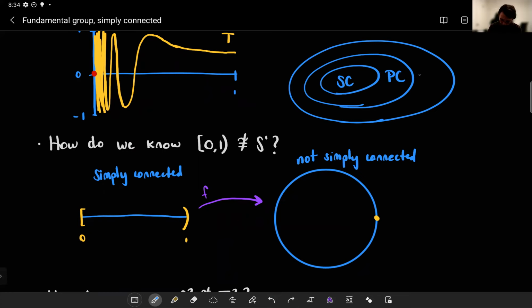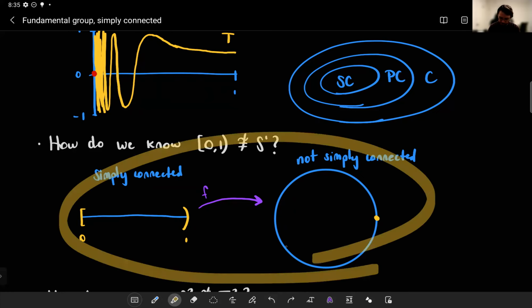And then similarly, let's just write C for connected. For example, the topologist's sine curve is connected but not path connected. But everything that's path connected is automatically connected. So they're kind of nested. And simply connected will allow us to detect differences between spaces like this.